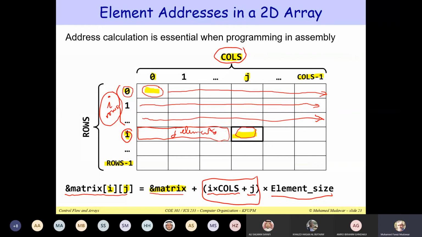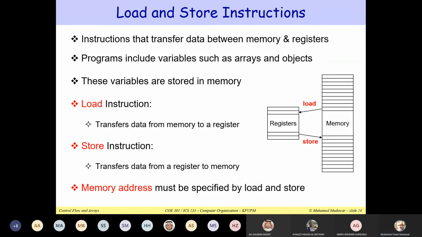As I said, address calculation is essential when you are programming in assembly, because remember that the CPU has to address memory in order to transfer the elements of a matrix or any array in memory into registers. You have to calculate the address in order to load or to store. I'll talk about load and store instructions maybe in my next lecture. So this is how we address the elements of a matrix.